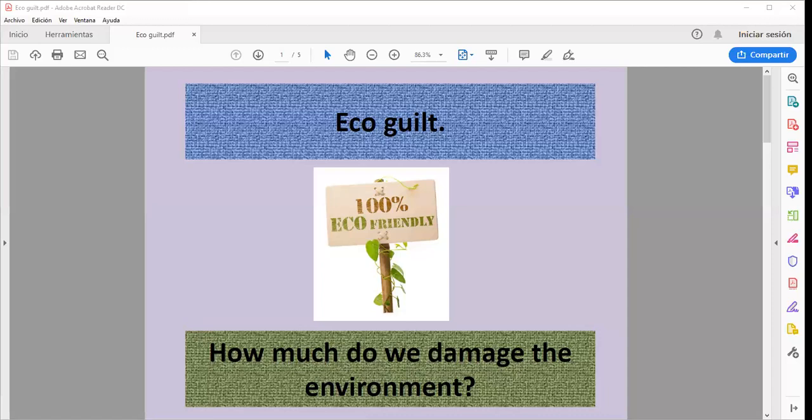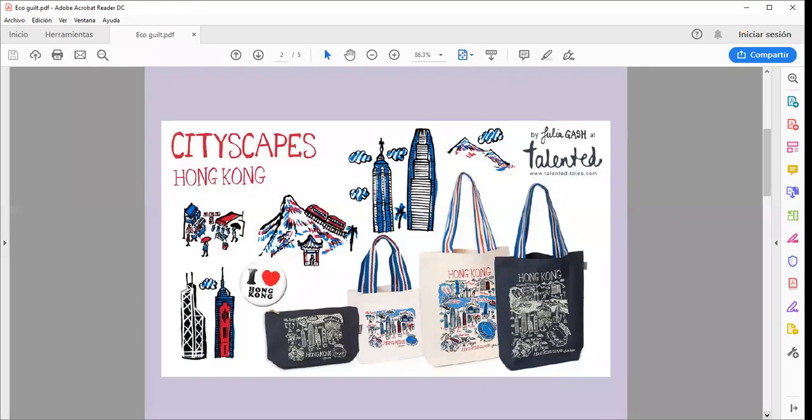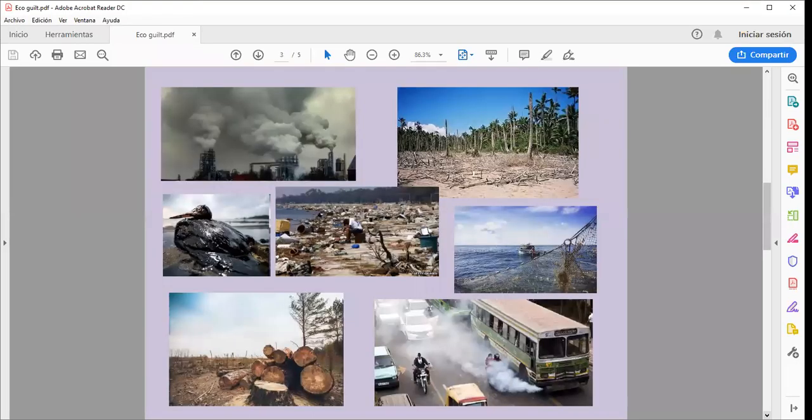Look, you know what? I want to show you something. I produce contaminación when I drive my car. Yes, that's it. Ivan, you're right.